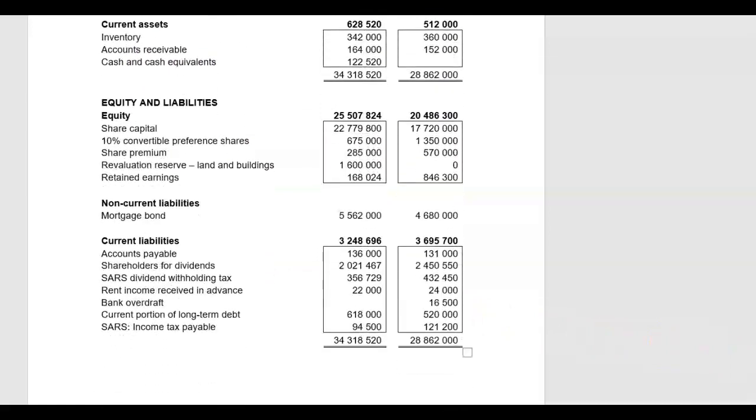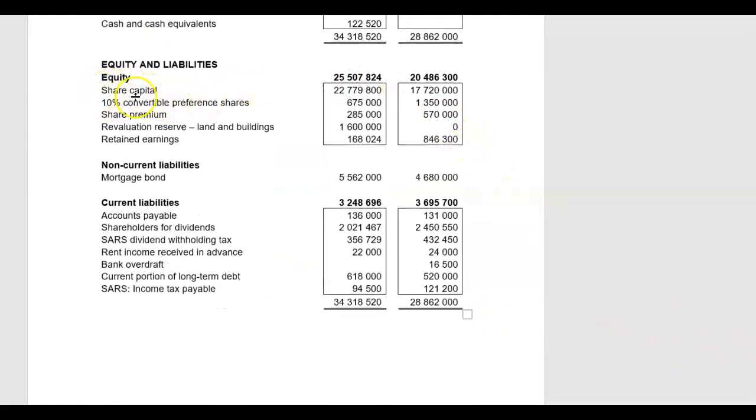On the equity side, we have share capital. Now, if it's only share capital, it means ordinary share capital. 10% convertible preference shares, share premium. Revaluation reserve, land and buildings. Last year, nothing. This year then a cool 1.6 million, so that means that was the transfer that we made to this reserve account via the other comprehensive income section in the income statement in the current financial year.